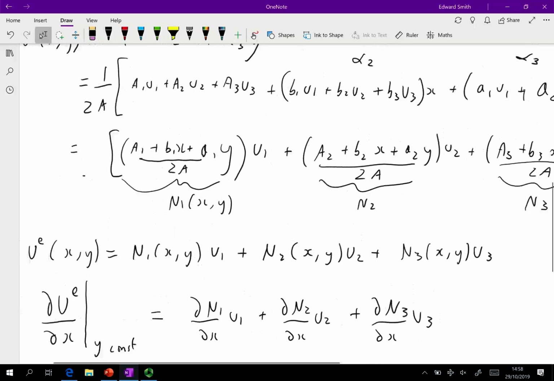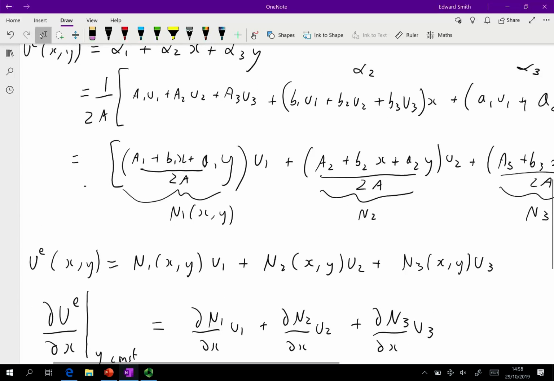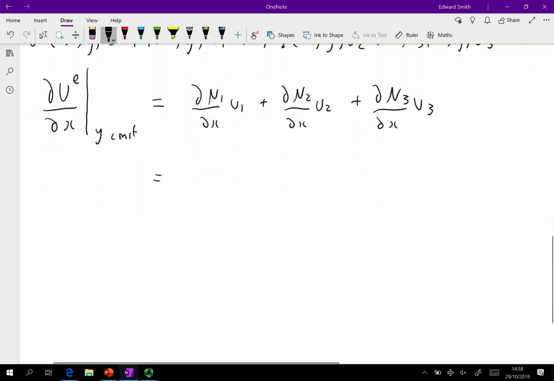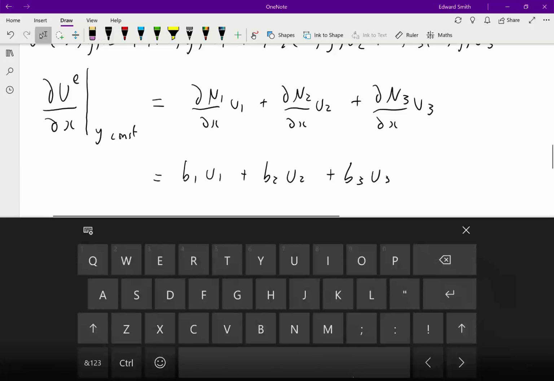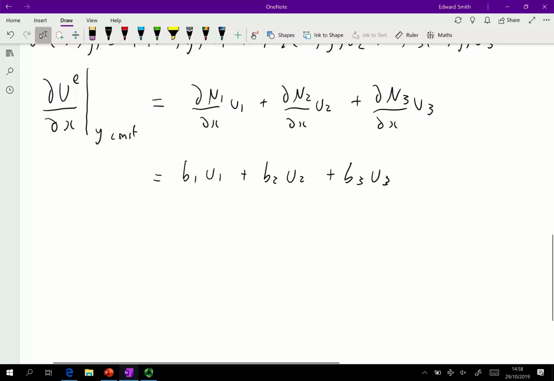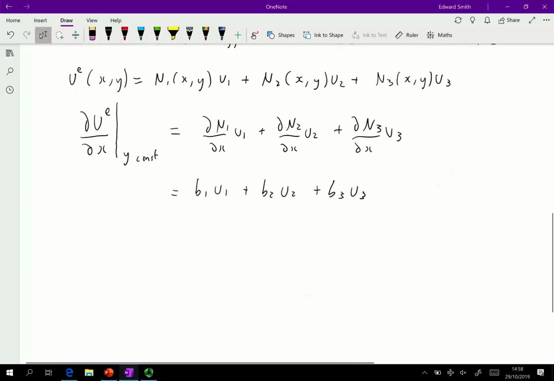And if you look at these expressions for n1, n2 and n3, there's only one term that's a function of x in there. We're holding y constant, so that disappears when we take the derivative. So this entire expression just becomes b1, this becomes b2, and this becomes b3. So we end up with b1 u1 plus b2 u2 plus b3 u3. So this is why it's called the constant strain triangle. The derivative of the expression is a constant.